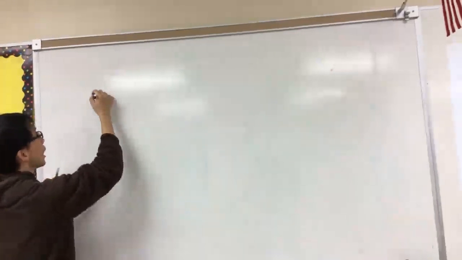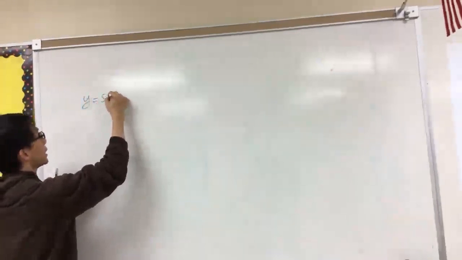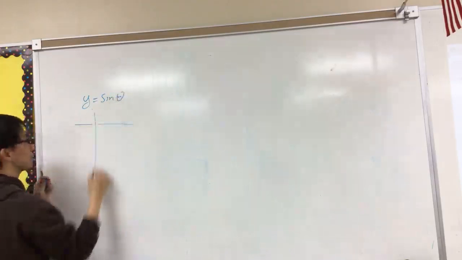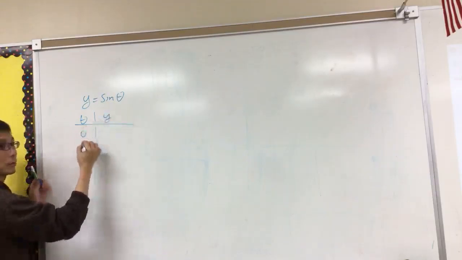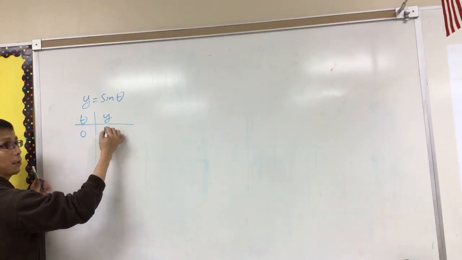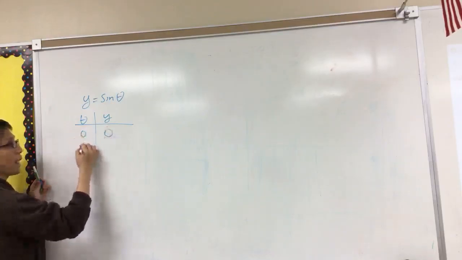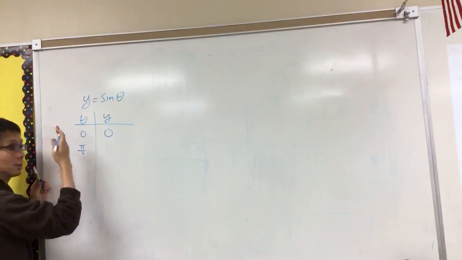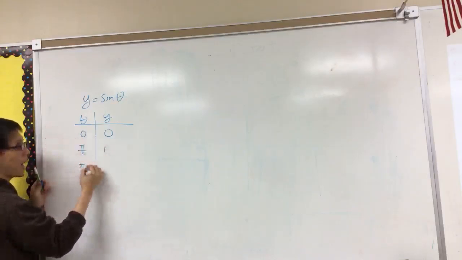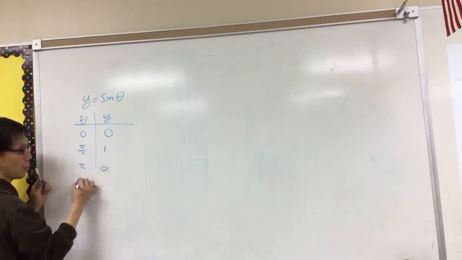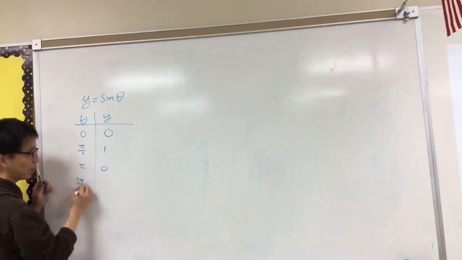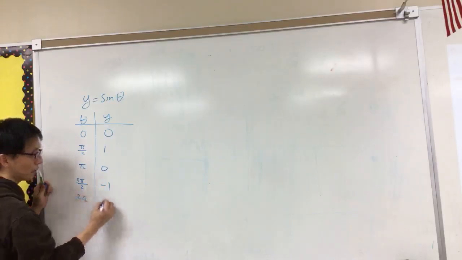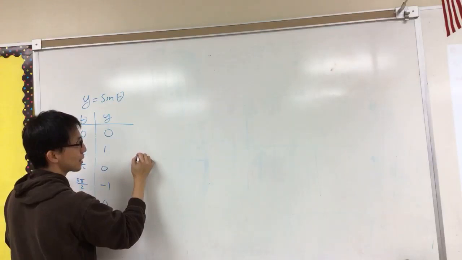But we'll start with y is equal to sine of theta, right? So we're going to pick 5 different values. So if theta is 0, I'm going to get what? 0, right? And then if I do pi over 2, what is sine of pi over 2? It's on the top. It's 1. What happened to pi? 0. What happened to 3 pi over 2? 3 pi over 2 is going to be what? -1. And the 2 pi is going to be what? 0. So your graph is basically going to start like this.